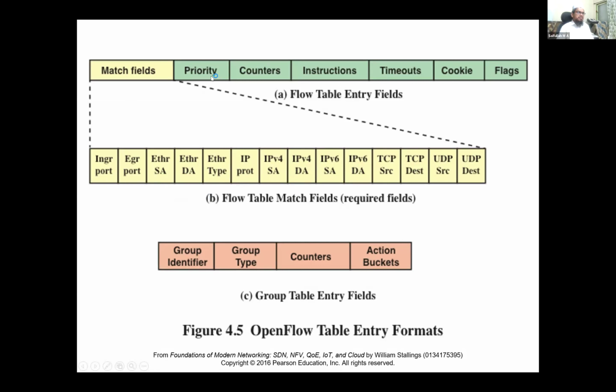So the priority, if it matches among the other entries, and counters, there are different counters. Instructions, whether to send it to another flow table or to which outgoing interface, what to do on matching this incoming packet for this entry. Timeouts: after how much time this entry needs to be removed. Then cookies and flags. These entries are populated from the controller to the switch, so that if a packet matches, the switch takes the instruction. But if it doesn't match, it sends a packet-in message from the switch to the controller, and the controller sends the packet-out message.